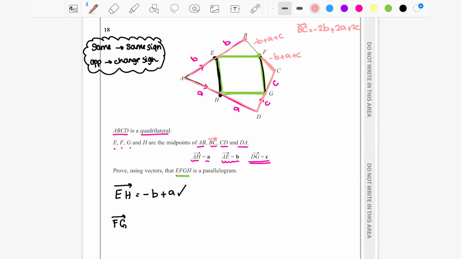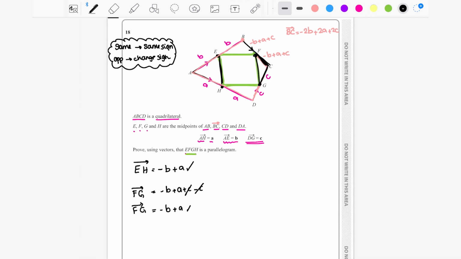Okay? Now that I've got the information, let's get back to business. FG. Where's FG? Where's G? There we are. FG. So this vector is going that way, by the way. So FG, we're at F and we're going to G. So we're going this way in the same direction. So that is minus B plus A plus C. And then I'm going to G in the opposite direction, so it's minus C. Now plus and minus C cancel out. So FG equals negative B plus A.